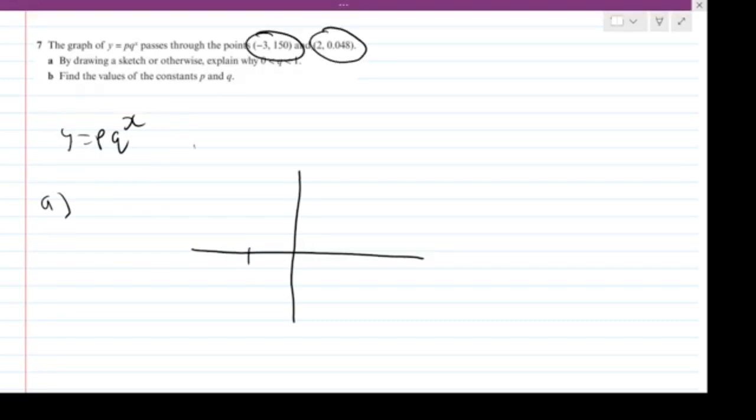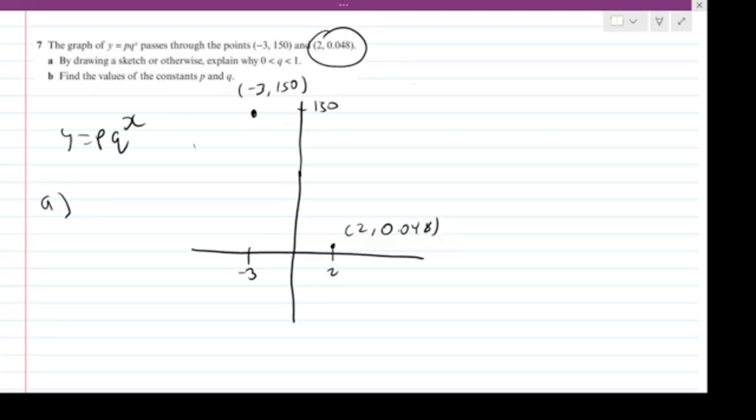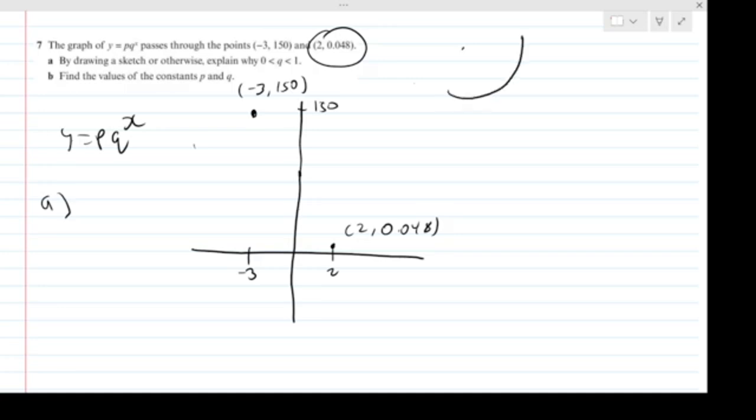So -3 for x, we get 150 for y. That's going to be absolutely massive, up there somewhere. So that'd be 150 for y. If I plot that point, then if I plot 2, and that's 0.048, that's basically on the x-axis essentially, right? That's going to be 2, 0.048. Then you can spot it's still going to be an exponential graph, right? So either it's going to look like that, or it's going to look like that, as we discussed.